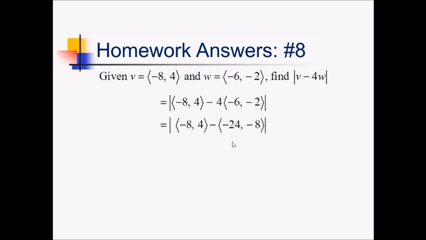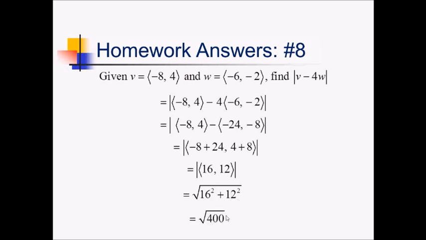Now I'm going to go ahead and subtract these vectors. So that's going to be -8 minus -24, or plus 24, comma, 4 plus 8. So inside my absolute value when the dust settles, I've got a 16 and a 12. Now I'm going to go ahead and use Pythagorean theorem on these to find the length, the magnitude. So this is square root of 16 squared plus 12 squared. This is 256 plus 144 for a grand total of 400, and the square root of that is 20. Or you might have recognized that this was a 3, 4, 5 kind of triangle.